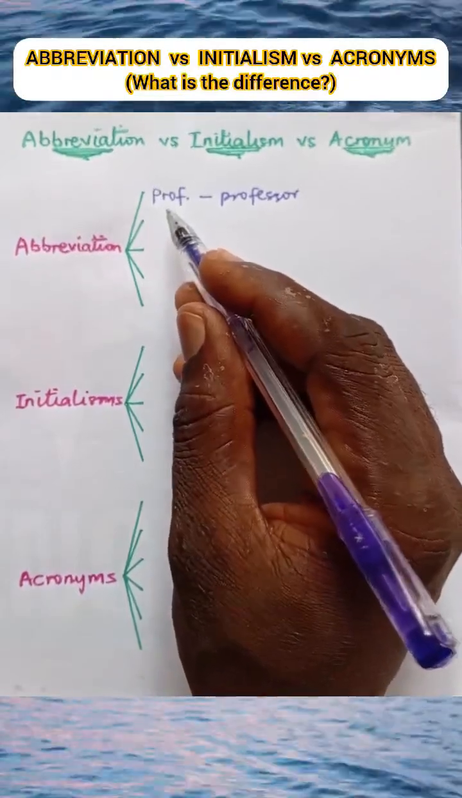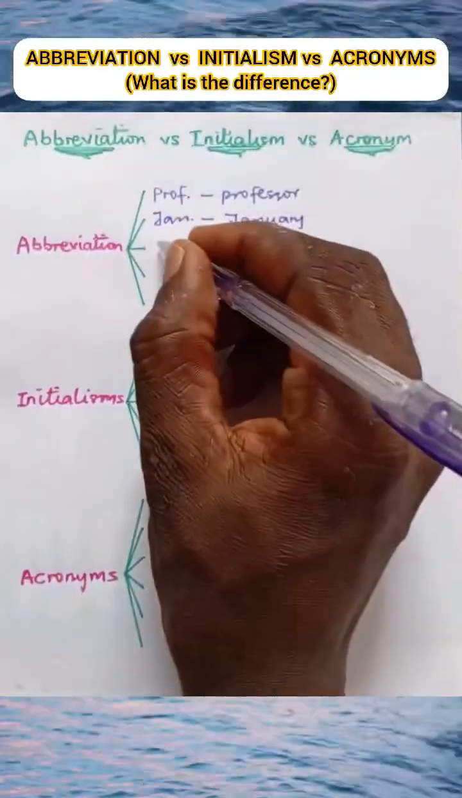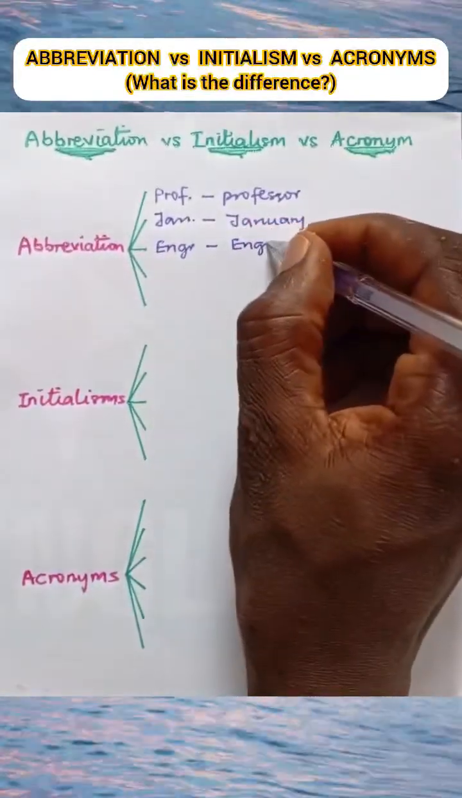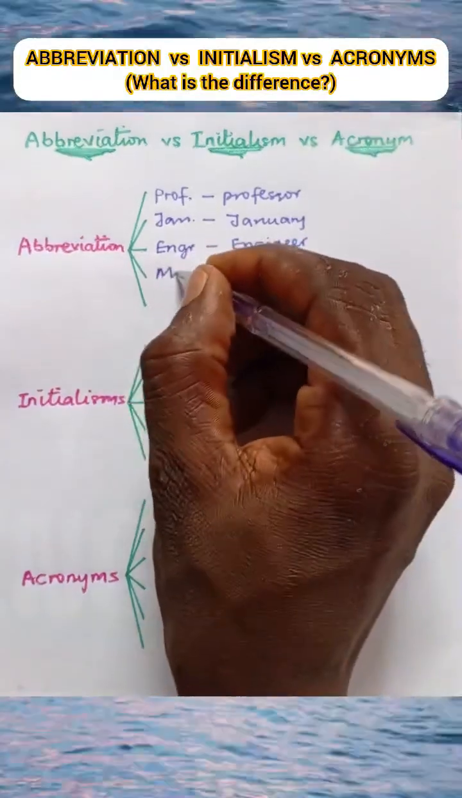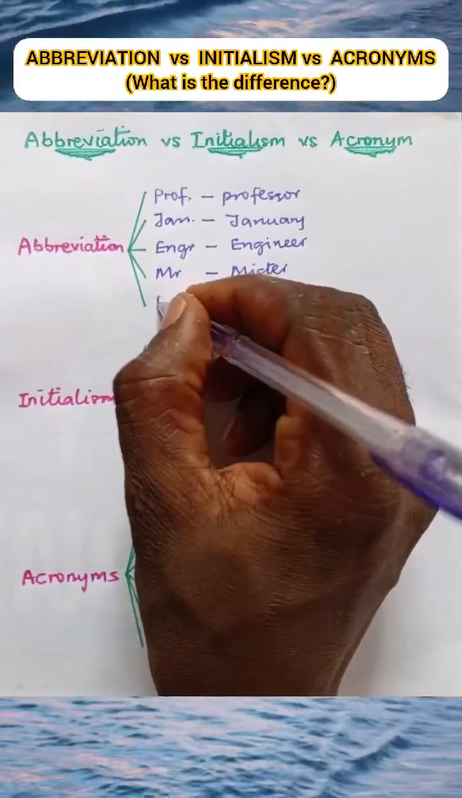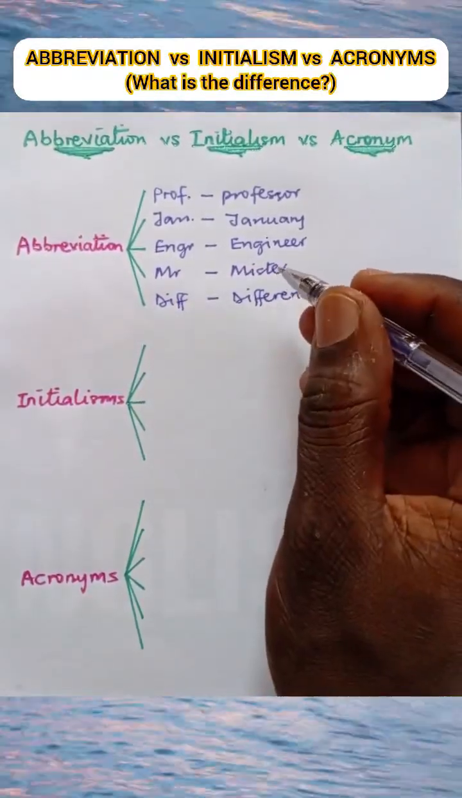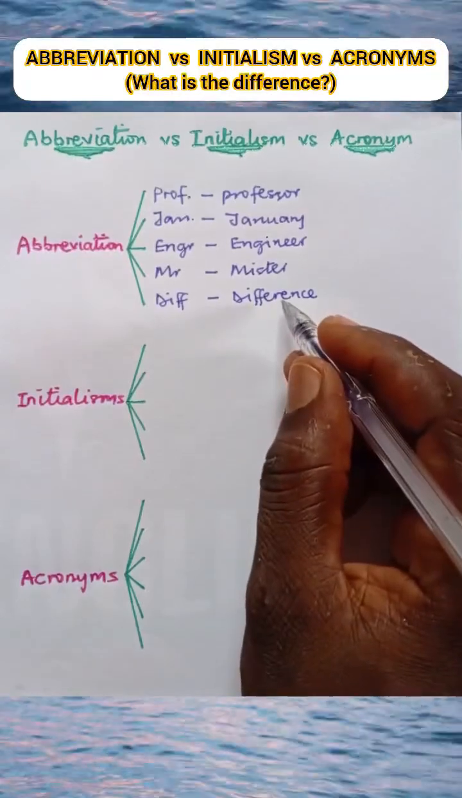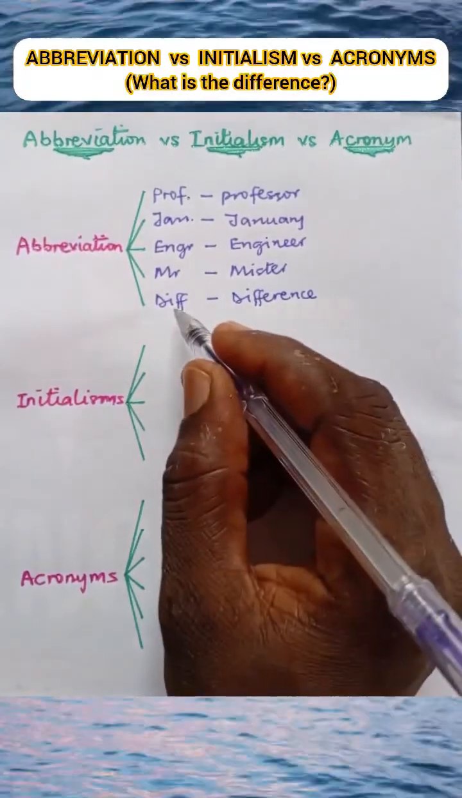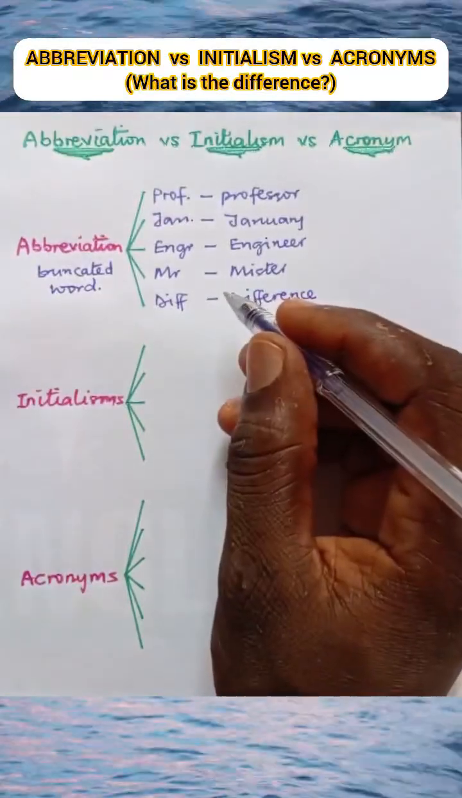Other examples are Jan for January, ENGR for engineer, MR for Mr., and DIFF for difference. So in abbreviation, only some letters of the word are used to represent the word. So abbreviation can be said to be a truncated word.